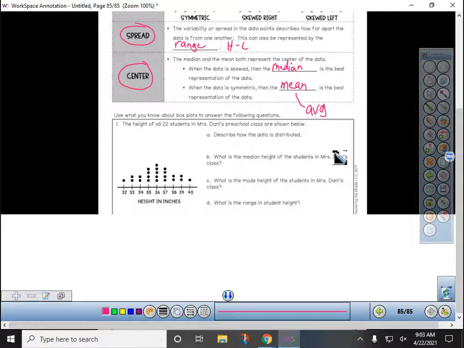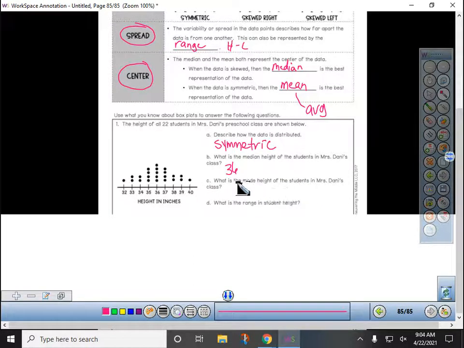Number one, the height of all 22 students in Ms. Danny's preschool class are shown below. Describe how the data is distributed. Is it symmetric, skewed right, or skewed left? Symmetric. Good. Since this one's actually perfectly symmetrical, we really don't even have to do anything to find the median. It'll be pretty easy. What is the median height of the students in Ms. Danny's class?